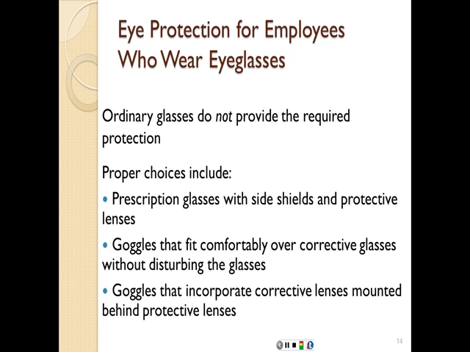Ordinary glasses do not provide the required protection because the lenses can shatter, for example, upon impact or upon being hit by something, and they cannot provide the proper shading as well. Proper choices include prescription glasses with side shields and protective lenses to cover the sides of the eyes as well from any debris; goggles that fit comfortably over corrective glasses without disturbing the glasses, so in addition to wearing the glasses, you're going to wear the goggles on top of them; and goggles that can incorporate corrective lenses mounted behind the protective lenses. So it's going to act as an eyeglass and as a protective goggle at the same time.